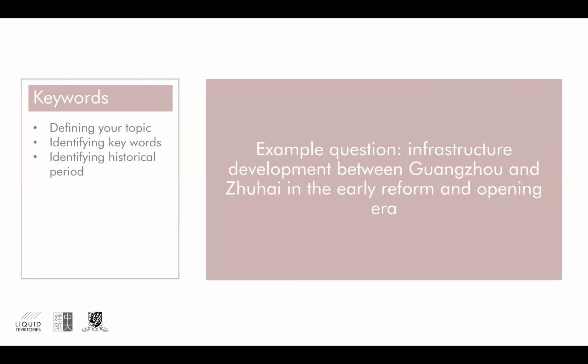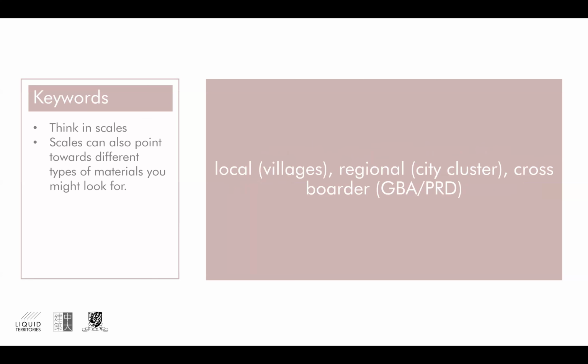In addition to defining your key topic with keywords, these are some of the other things you can consider, which is to think in scales. Here I have 3 scales I have listed: local, regional, and cross-border. So local means things like villages or towns. For example, the land use changes in rural township in Zhongshan.